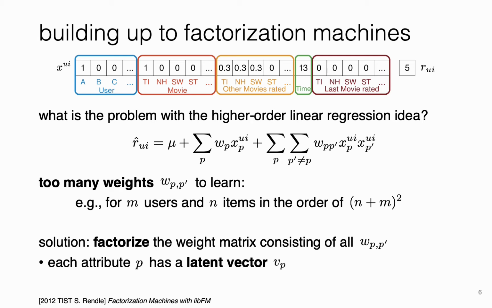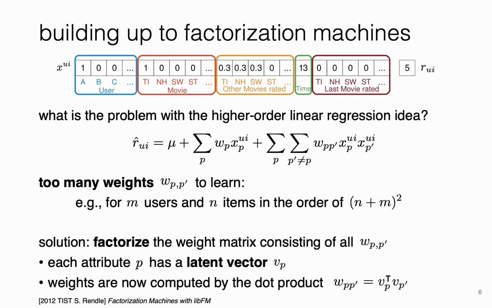Each attribute P has a latent vector of some fixed dimensionality, say k. A weight for the interaction between attributes P and P prime is then expressed by the inner product between the latent vector of P and that of P prime. So this is the idea behind factorization machines. They allow us to use higher order nonlinear interactions between the attributes without the problem of having too many parameters to learn.